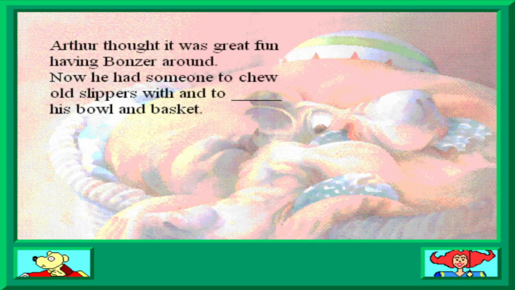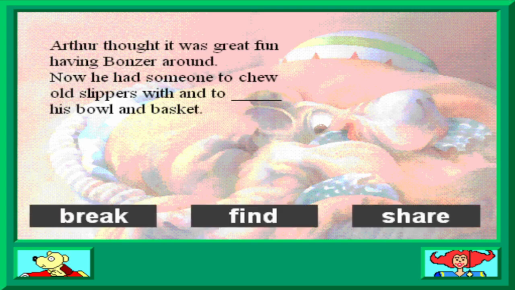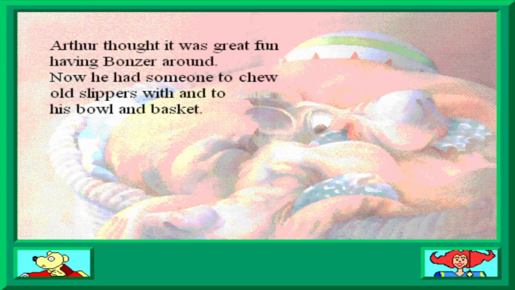Look at this sentence and listen carefully. Now he had someone to chew old slippers with and to blank his bowl and basket. One of these words is the missing word, share. Yes, Arthur would share not only his bowl, but his basket too.